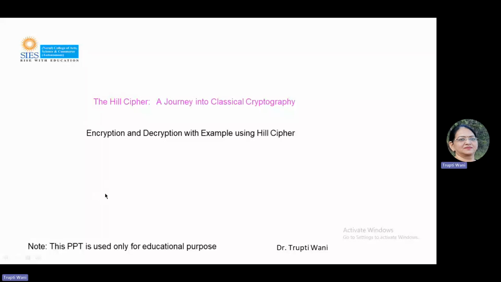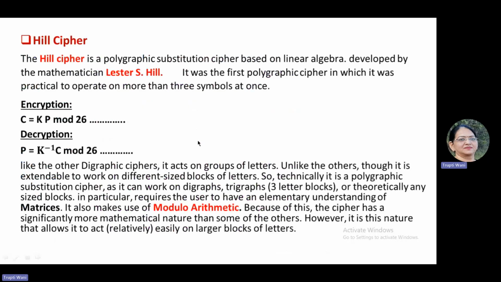Hello students, today we will see Hill Cipher by using two examples, one having a key size 2 by 2 and another example by using the key size 3 by 3. Now we will see this Hill Cipher, which is a classical cryptography method for encryption and decryption.